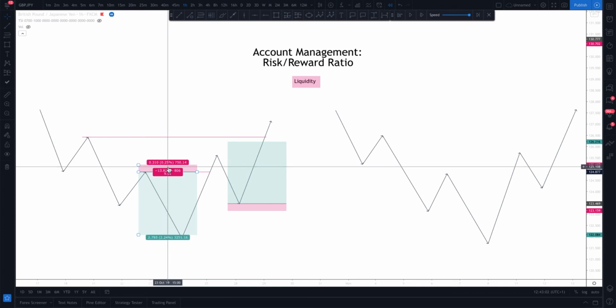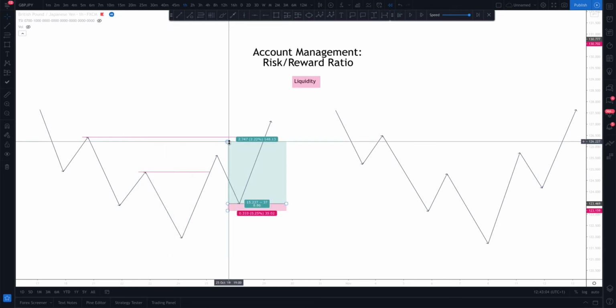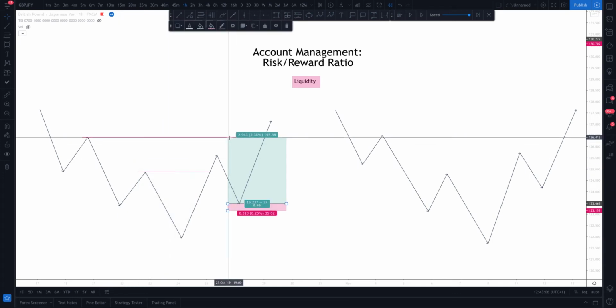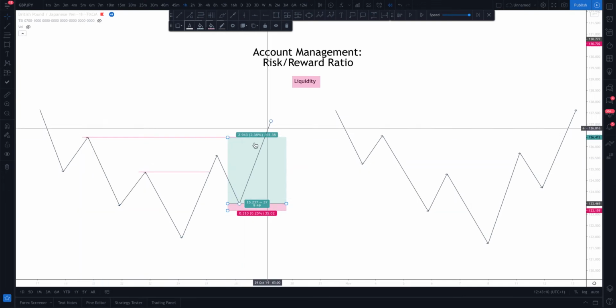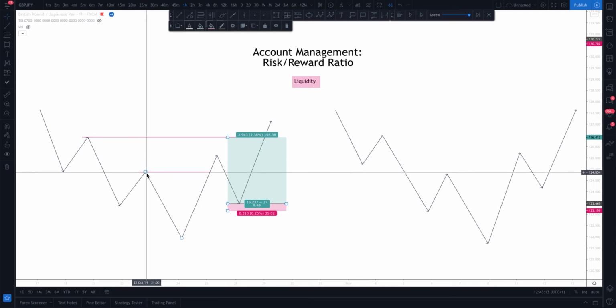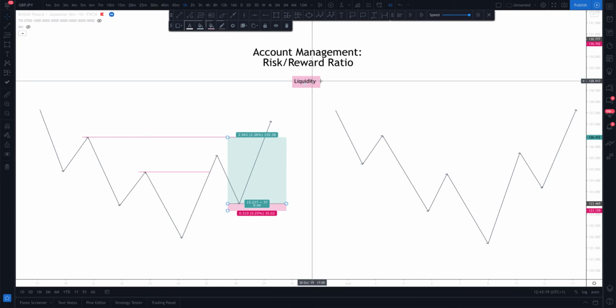So what you want to do is put your take profit at these levels. When you're buying, you want to put your take profit at these levels here. And this is called external range liquidity, but I'm going to go into that in another video to help you understand that better.